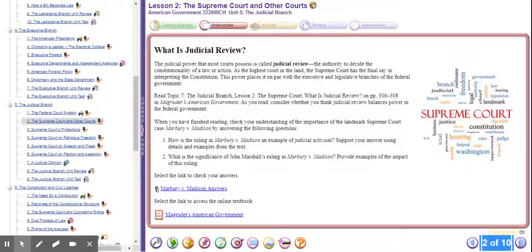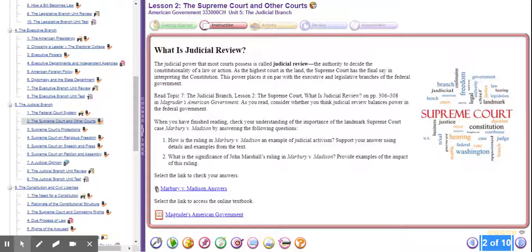The judicial power that most courts possess is called judicial review. We talked a little bit about this at the very beginning of class, but it's important to come back to this. This is an important concept. Judicial review is the authority to decide the constitutionality of a law or an action. As the highest court in the land, the Supreme Court has the final say in interpreting the Constitution. So essentially, the Supreme Court gets to decide if something is constitutional or not. This power places it on par with the executive and legislative branches of the federal government.